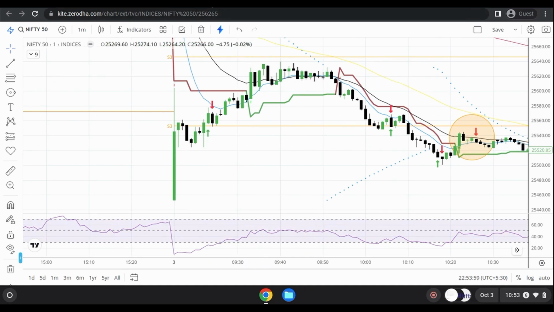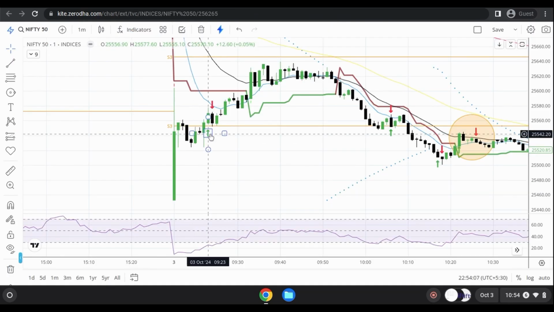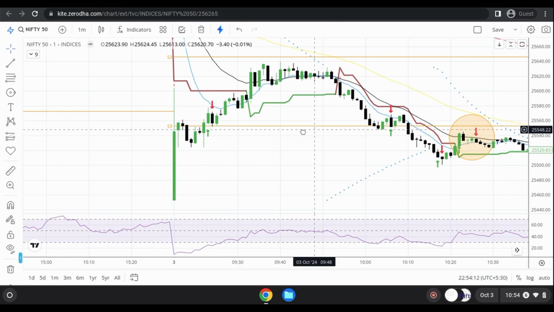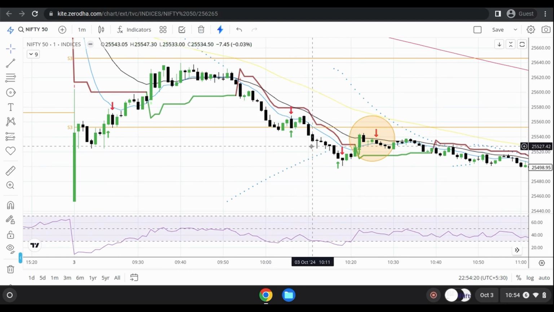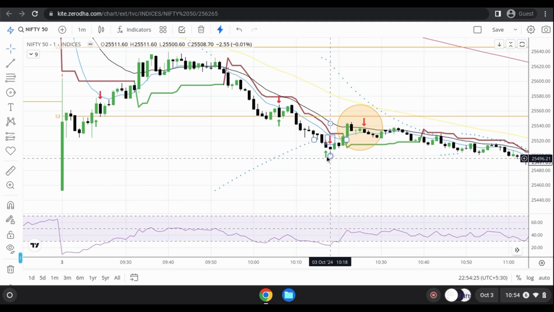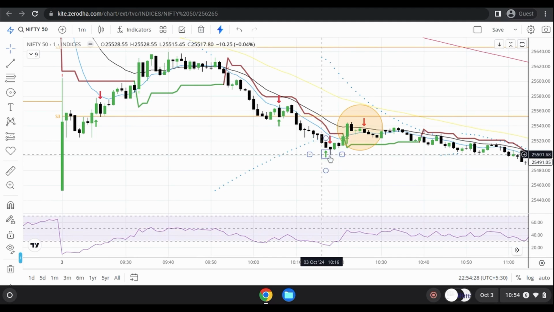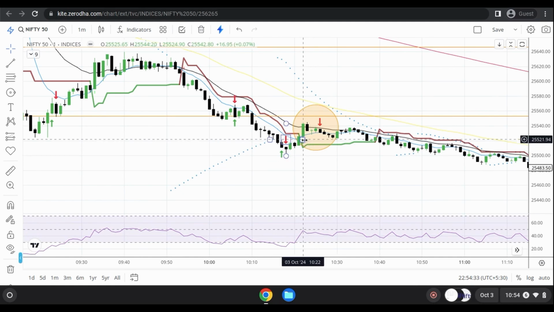Okay, the first trade, 9:23, right? 9:23 I've bought, 9:24 I've sold. I went for put option, and then again at 10:06 I've entered and exited at 10:06 itself. So this is the candle that I've captured here, and then again here at 10:17 I've entered and 10:18 I've exited. This is another thing I've captured.